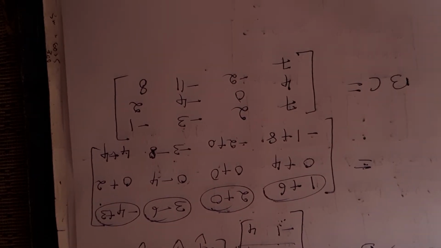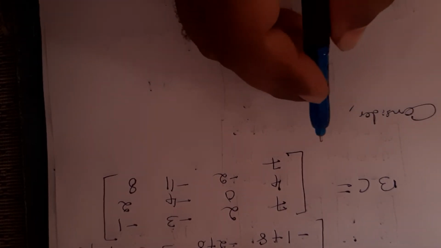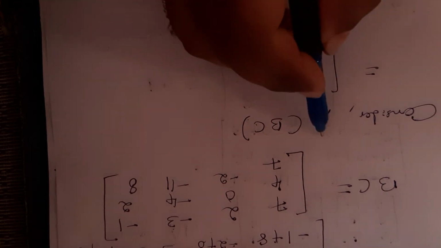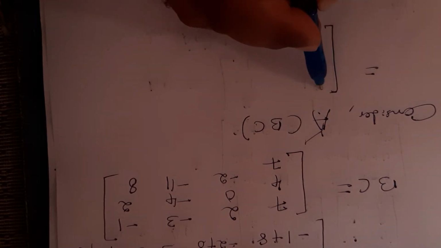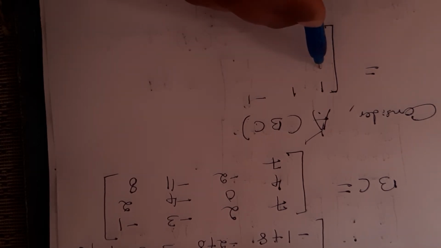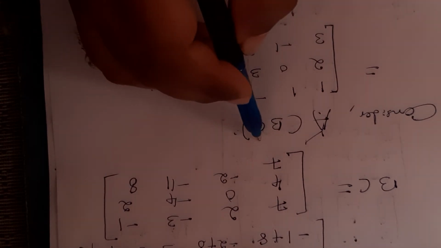So now what do we want here? What was the other side? Consider A into BC. So that means I have to write the matrix A first. What is the matrix A here? 1, 1, minus 1. Then 2, 0, 3. Then 3, minus 1, 2. So this is the first matrix, and this is BC.